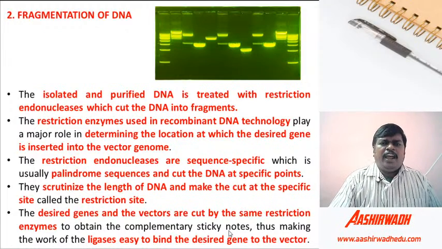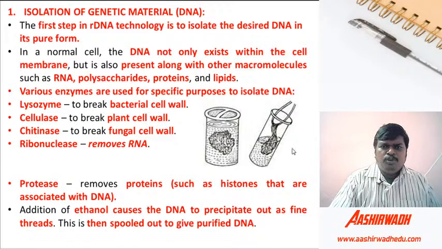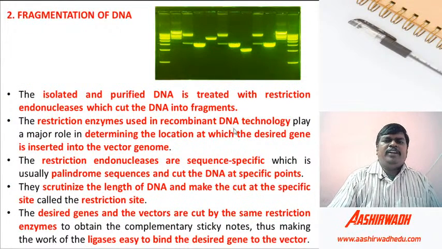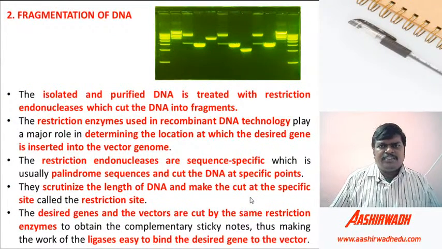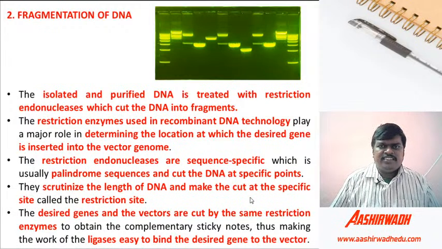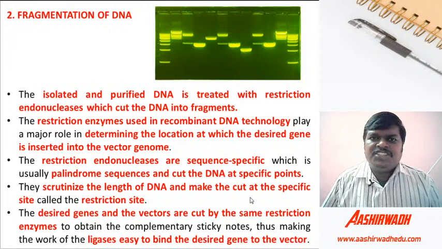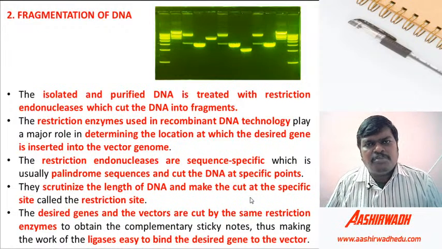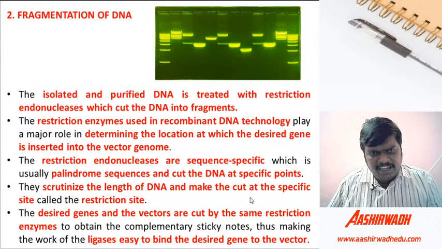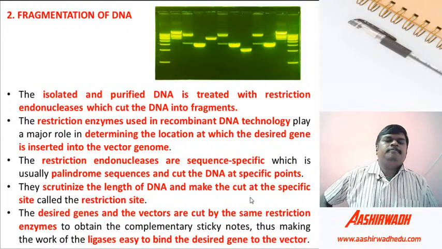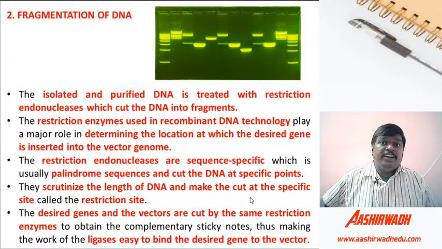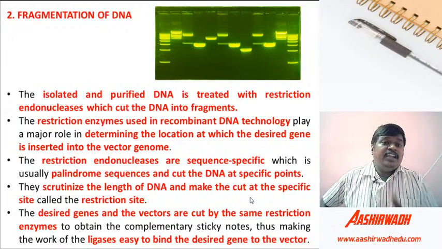The isolated and purified DNA, that is spooled out DNA, will be treated with enzymes that are called restriction endonuclease enzymes. You know what is the role of restriction endonuclease enzyme? It is known as the molecular scissors. It cuts the DNA into fragments. So I'll use different kinds of enzymes, restriction endonuclease enzymes, to cut the DNA into fragments.